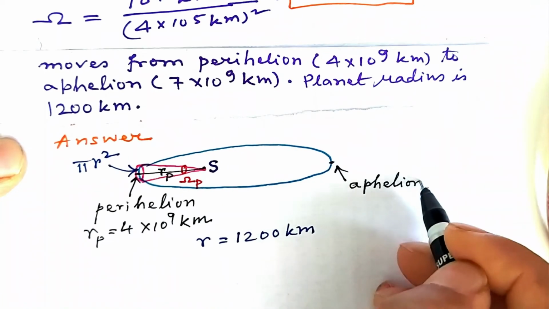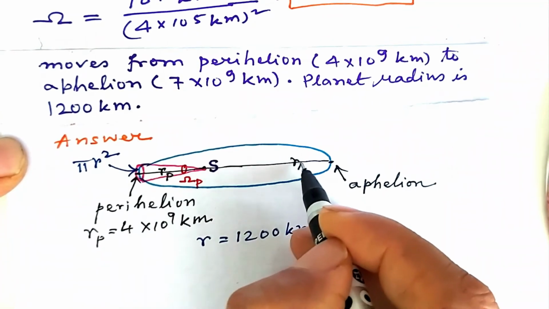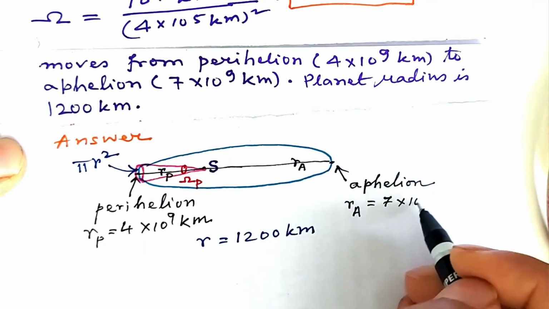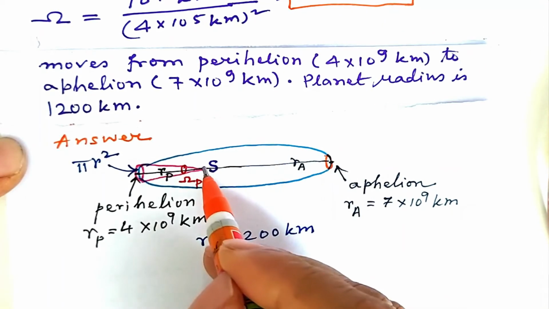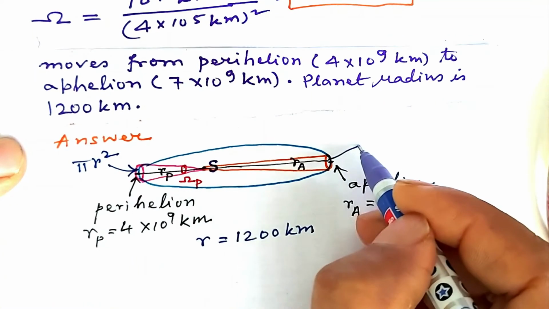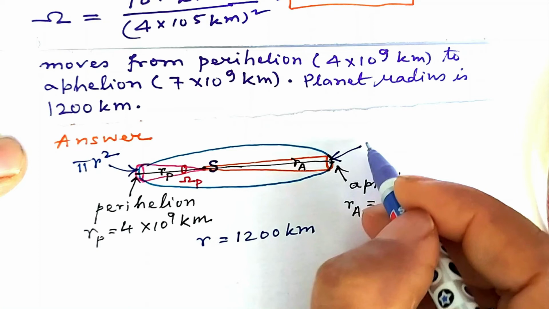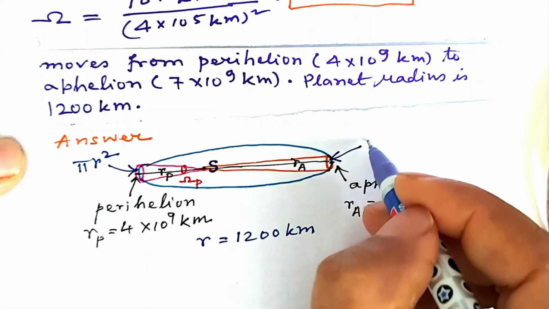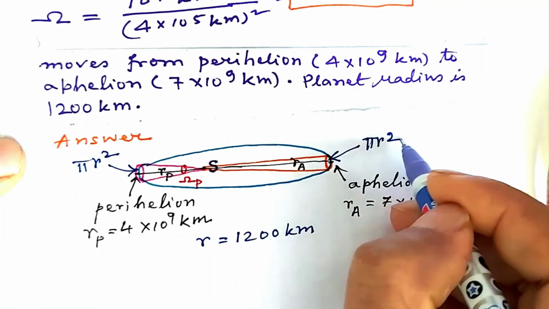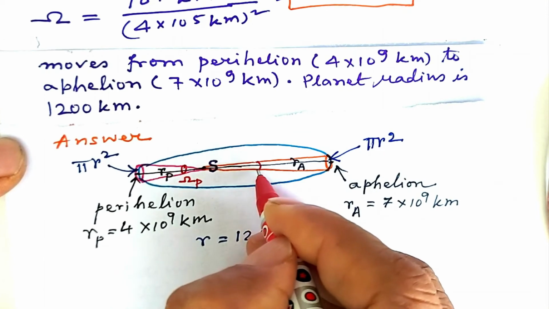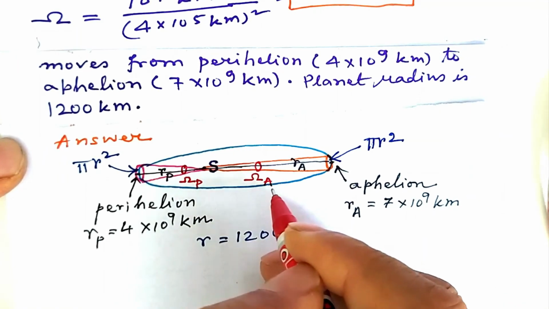This point is the aphelion, the distance of farthest approach. The distance is Ra from the Sun, given by 7 into 10 to the power 9 kilometer. This is the planet when it arrives here and intercepts this cone. This is the cross section of the planet, the disk area, which is perpendicular to the radial vector along Ra, and this disk area is pi r square, where r is the planet radius. This is the solid angle omega A subtended by the planet's disk area at S.